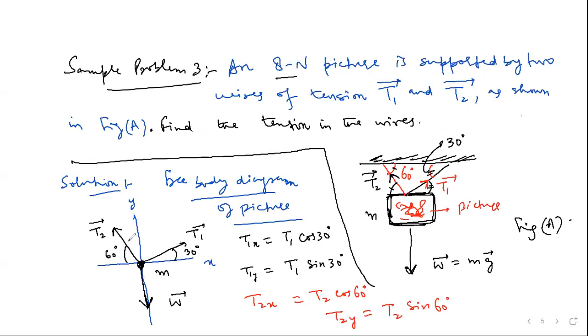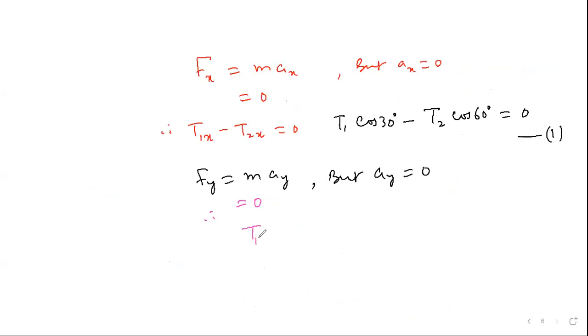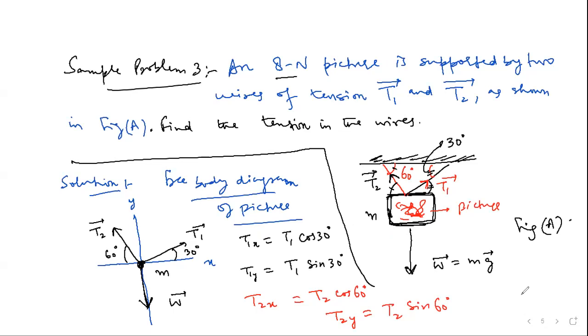T1y and T2y are acting along positive y direction. Weight is acting along negative y direction, and which is 8 Newton. So it's T1y plus T2y minus 8 Newton is 0. 8 stands for weight, which is given as 8 Newton, right?